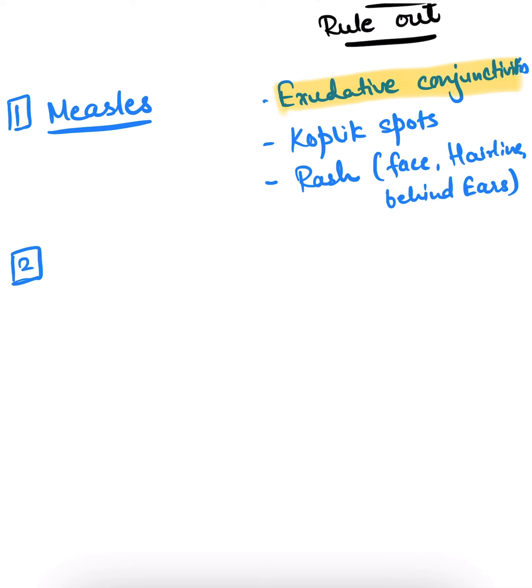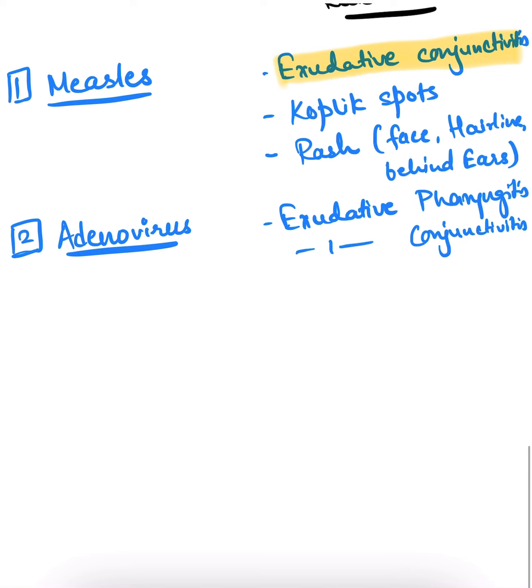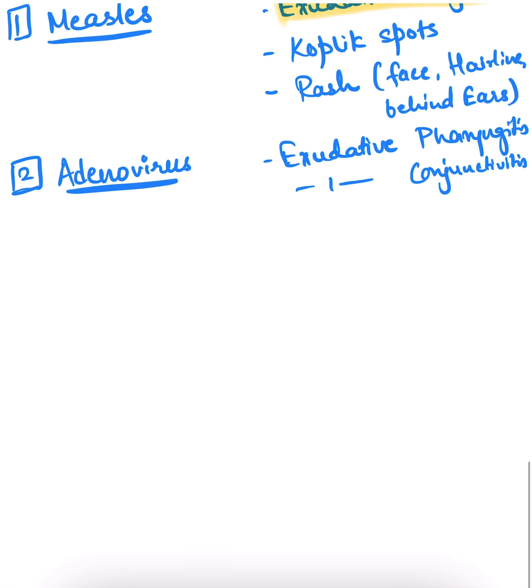Next is adenovirus. Again, in adenovirus there is exudative pharyngitis and exudative conjunctivitis as well, which again allows us to differentiate it from Kawasaki disease. The third is Rocky Mountain spotted fever.